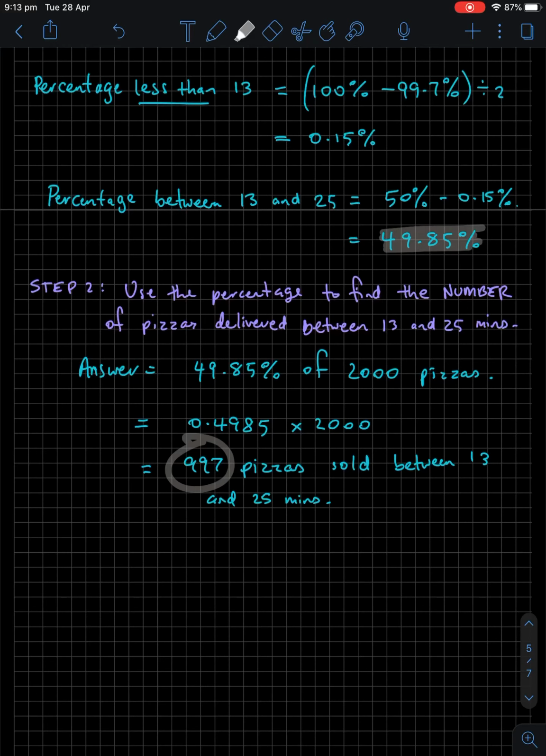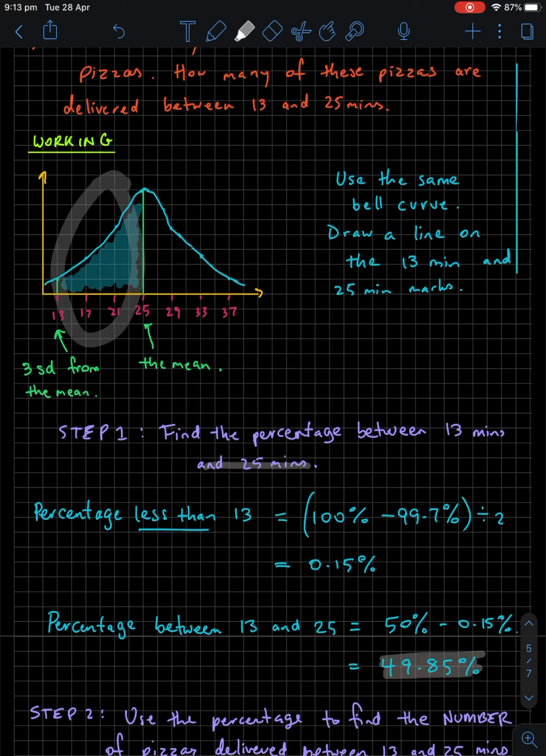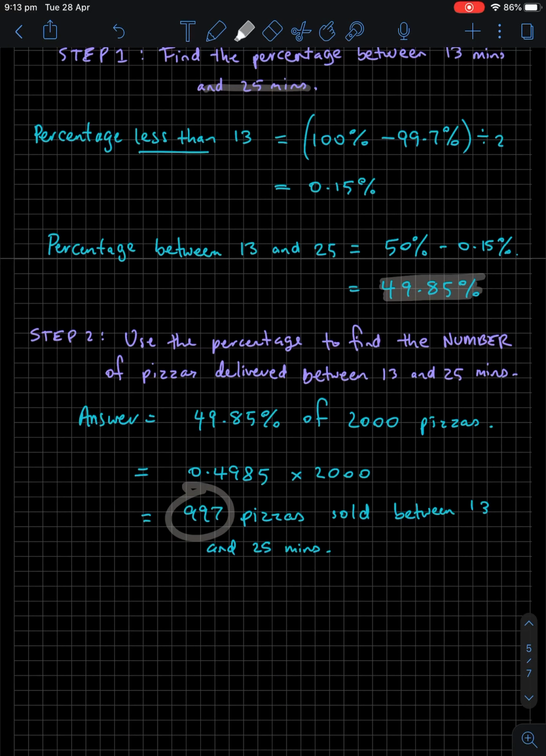So there's a couple of parts to that question. It can be difficult to find the perfect percentage that you need, but the more practice you do, the better you'll get at it. Good luck with the questions.